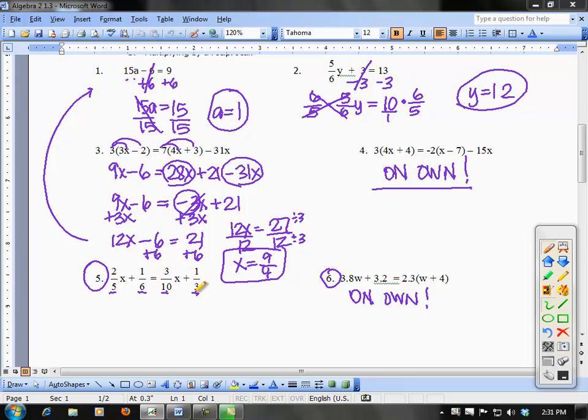So what I'm going to do is multiply both sides by 30, and let me show you what happens when I do this. If I take 30 divided by 5, I get 6. 6 times 2 is 12 with an x. And if you did in your calculator 30 times 2/5, you should get 12. Well, 30 divided by 6 is 5. 5 times 1 is 5, so it's plus 5. Equals 30 divided by 10 is 3. Times 3 is 9, so 9x. And 30 divided by 3 is 10, times 1 is 10, so plus 10.